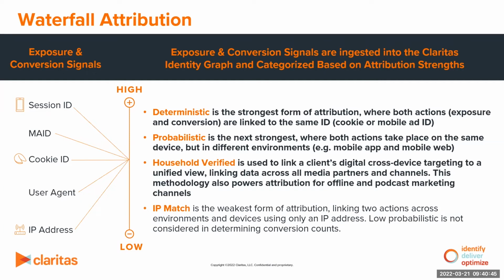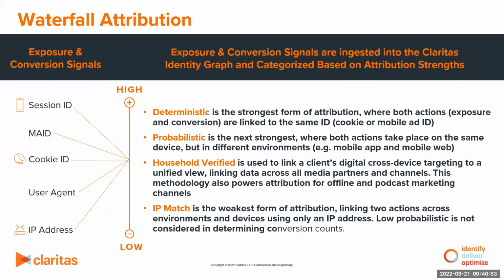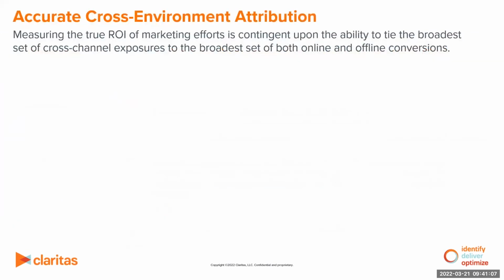Claritas's projected attribution methodology factors in non-household IP-only matches as a non-attribution source, while a variety of others are used for attribution, including cookie IDs, mobile ad IDs, user agent values, and the Claritas Identity Graph with scaling degrees of confidence. We live in a world where consumers use multiple devices in and out of the home.